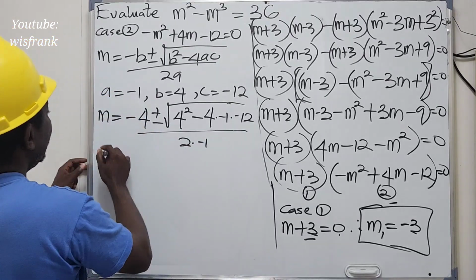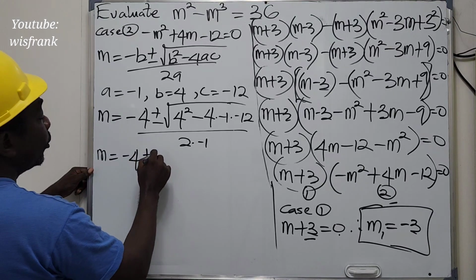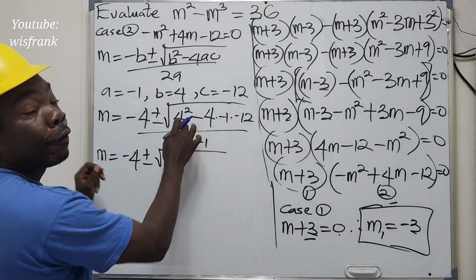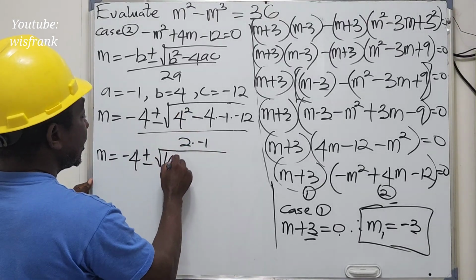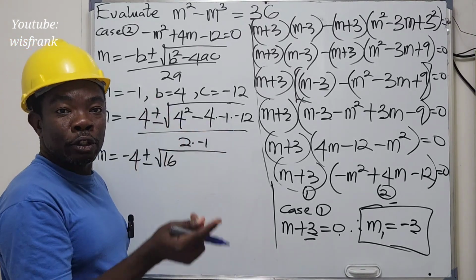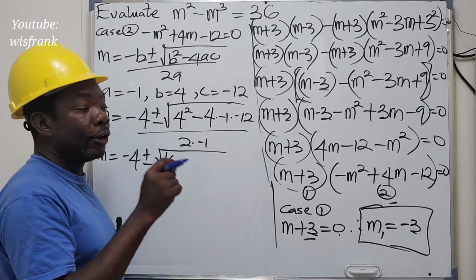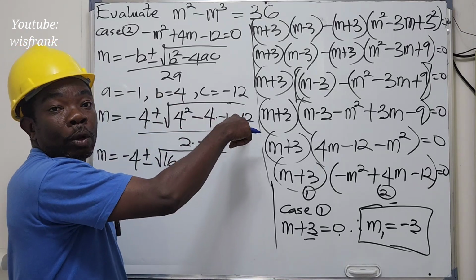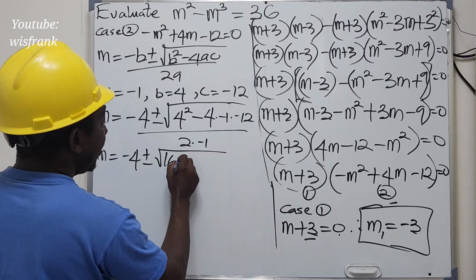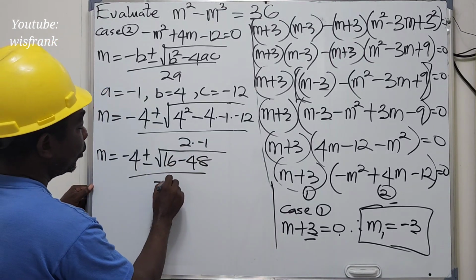So this will become m equals minus 4 plus or minus the square root of 4 to the power of 2, which is 16. We have minus 4 times minus 1 times minus 12. This is minus times minus, which will still become minus. So we have here 4 times 12 is 48, so we have minus 48, all over 2 times minus 1, which is minus 2.